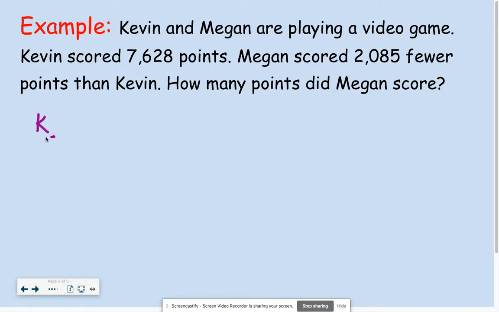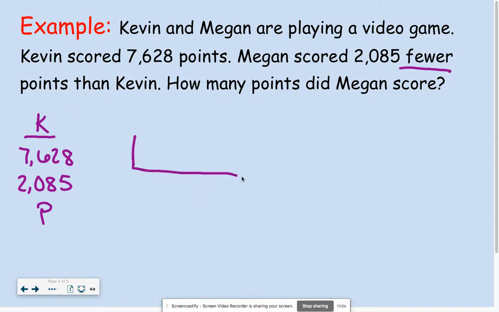First, we start with our knowns. We have 7,628, and we have 2,085, and we have how many points? So P for points. Now we're going to read and try to determine which is bigger. Kevin and Megan are playing a video game. Kevin scored 7,628 points. Megan scored 2,085 fewer points than Kevin. So right there, Megan scored fewer than Kevin.